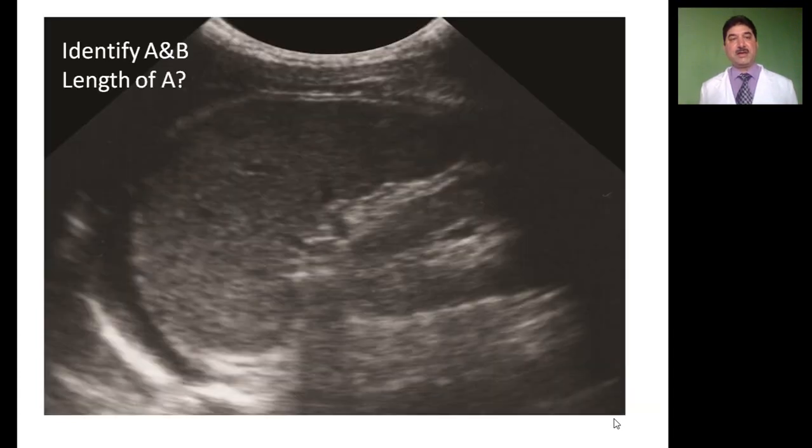Identify A and B. What is the length of A? A is the spleen, B is the left kidney. Length of the spleen up to 13 centimeters, we take it as normal.